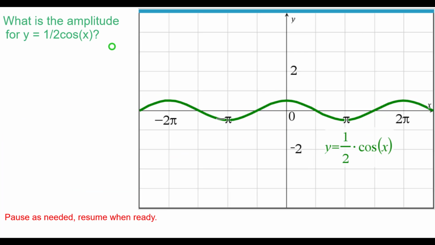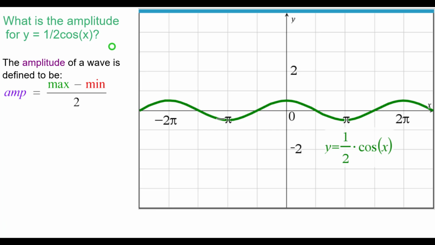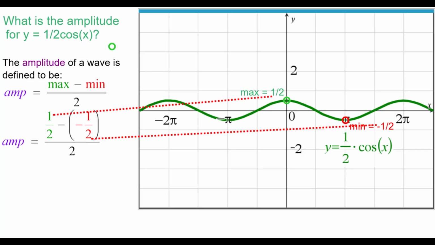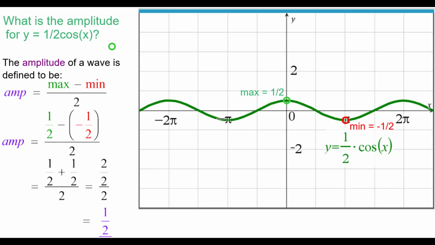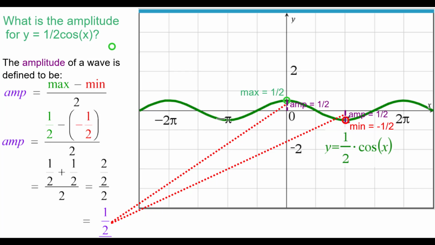So what is the amplitude for y equals 1/2 cosine x? Pause as needed. And again, this is the definition that I just showed you. The max and min are 1/2 and -1/2 respectively. And when we subtract those two numbers, we get 1 divided by 2, which is 1/2. That is also the distance from the max to the line containing the points of inflection and minimum.